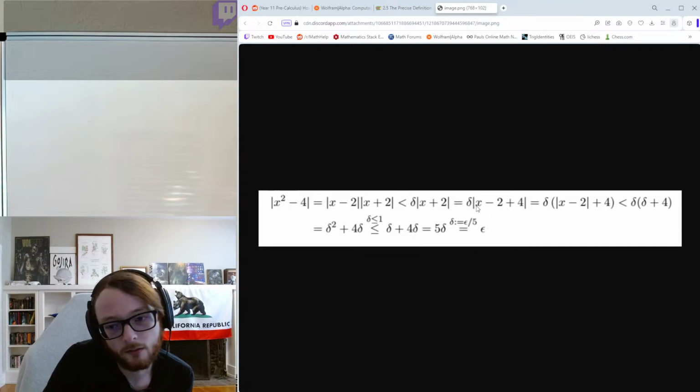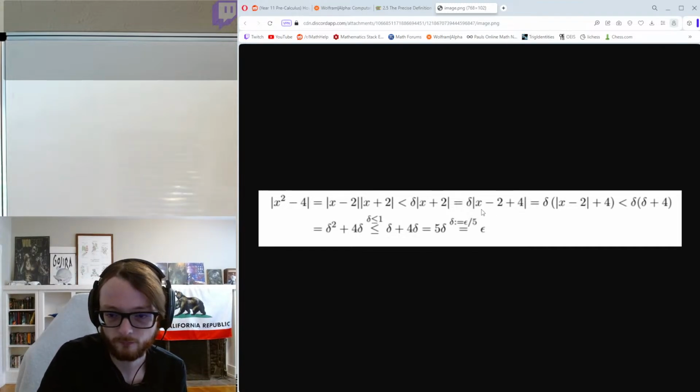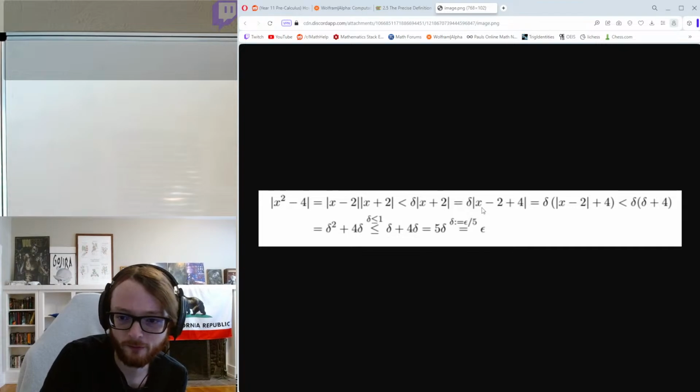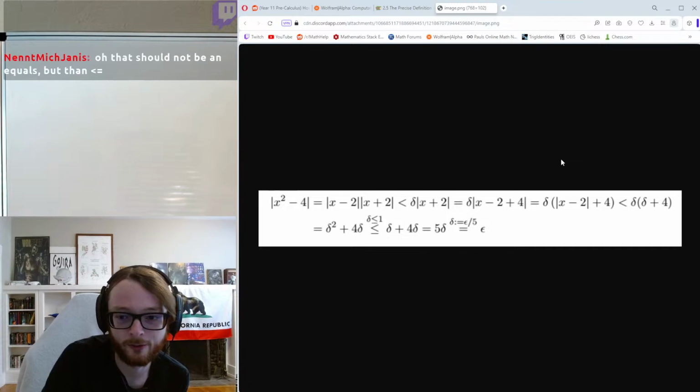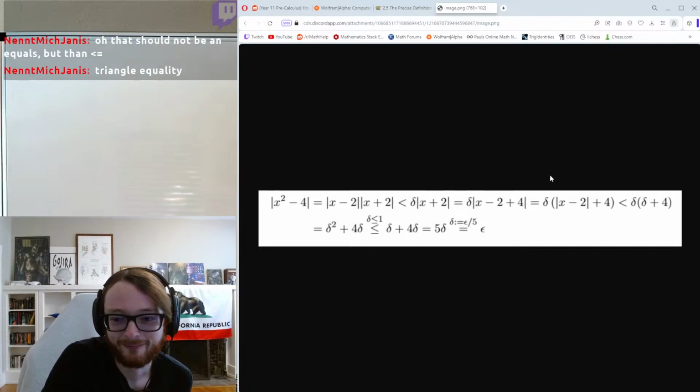And is that a property of absolute values? You can just bring the 4 outside of the absolute value? Plus, okay, yeah, with the triangle inequality, that's okay. Okay, so yeah, if that's a less than or equal to, I'm on board with that.